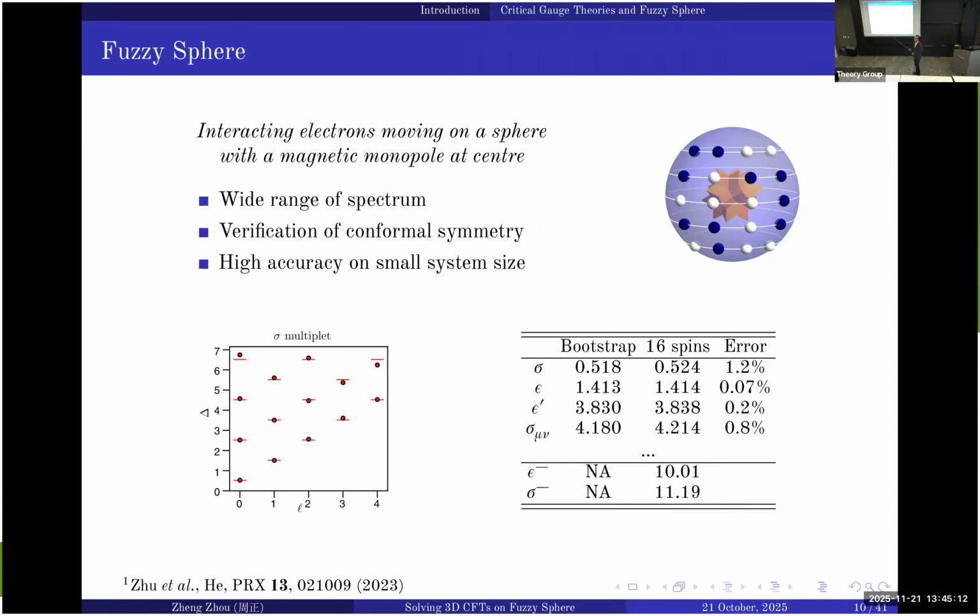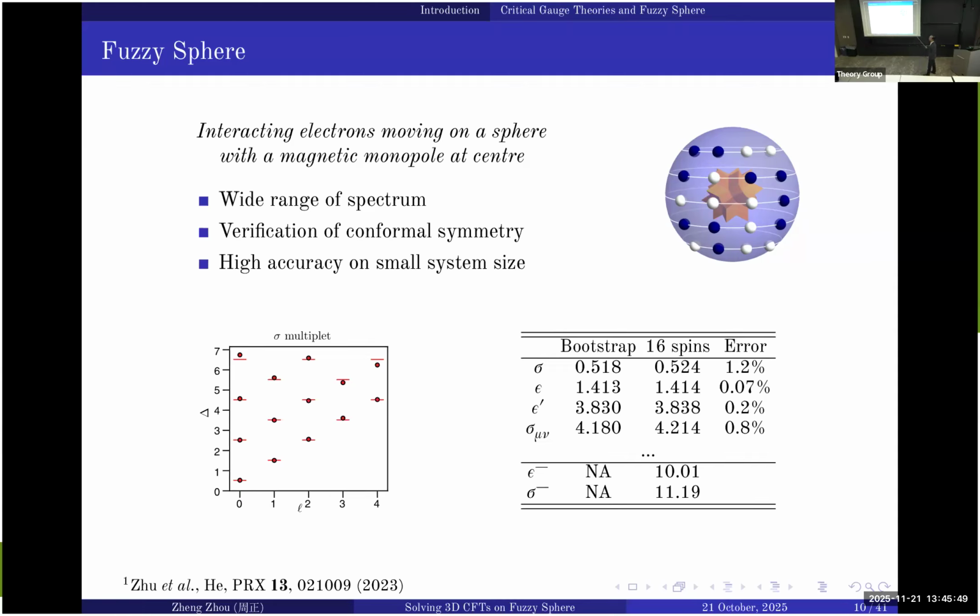It has been a very powerful method for studying 3D CFTs. It involves studying interacting electrons moving on a sphere with a magnetic monopole at its center. Its power was first demonstrated in the 3D Ising model, where people have obtained a wide range of spectrum with very high accuracy on small system size. And it has produced the first numerical verification of the conformal symmetry of the 3D Ising transition.